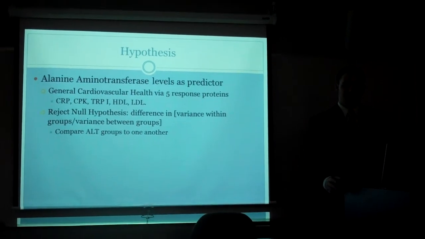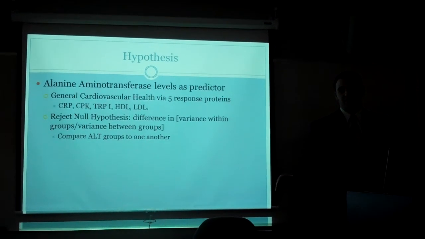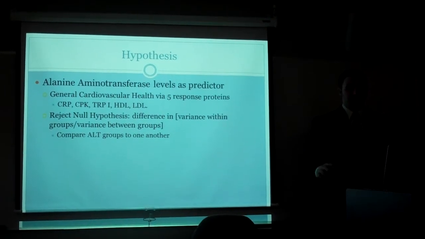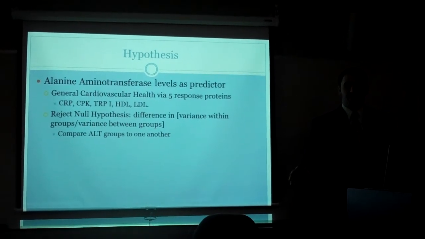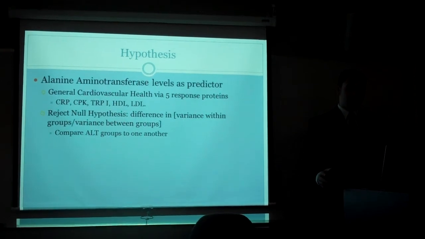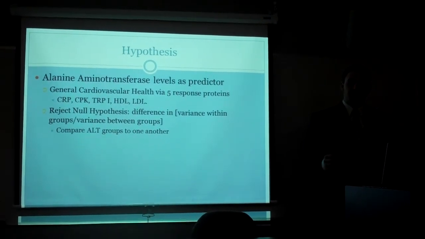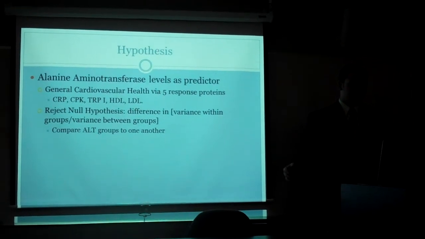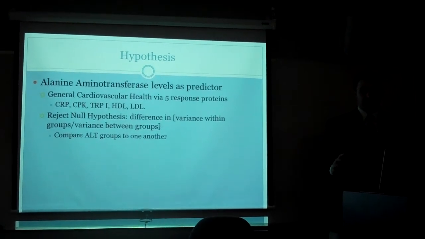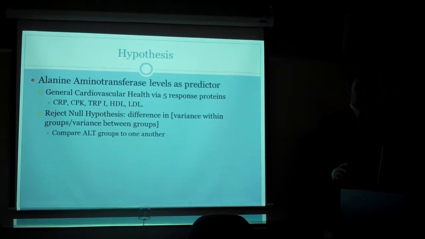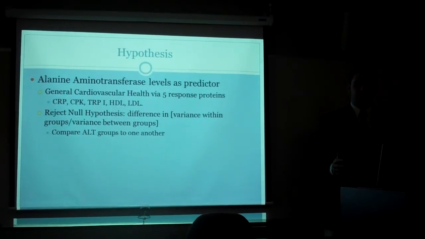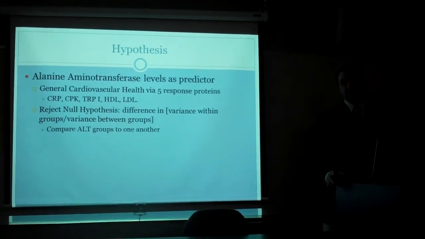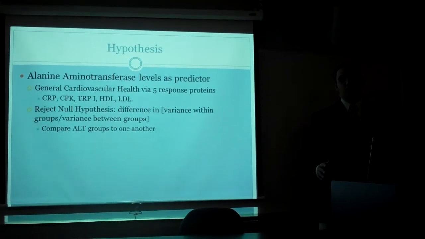So my hypothesis was basically this: if ALT is elevated, the other proteins will also be elevated. Therefore, ALT, in some correlation, has an impact on cardiovascular health with heart disease. And the reason why is because ALT is a tissue damage protein, and it is only in the liver, the kidneys, and the heart. And this is kind of why people have been moving in this direction. So it's general cardiovascular health with 5 response proteins: the CRP, the CPK, troponin 1, HDL, and LDL, the 5 that I just mentioned. So basically what you have here is you have to do a statistical analysis, and if there is an impact, you reject the null hypothesis.